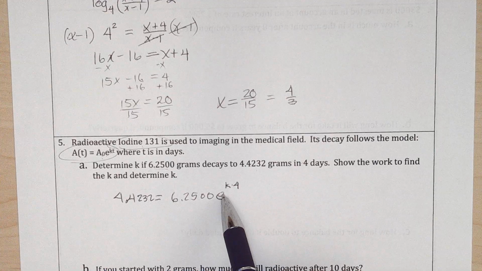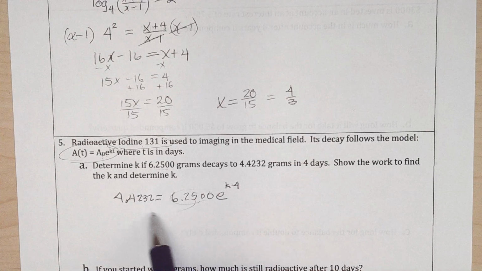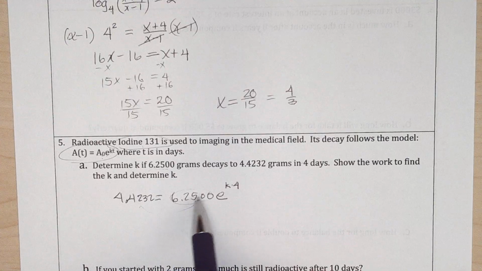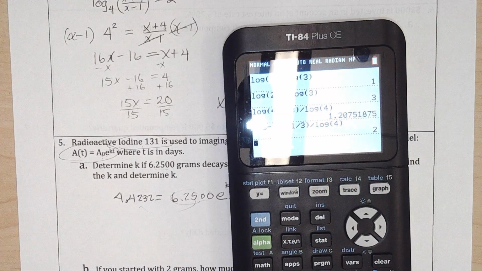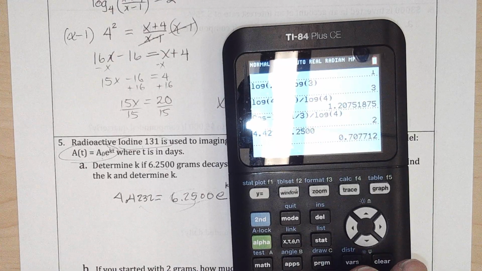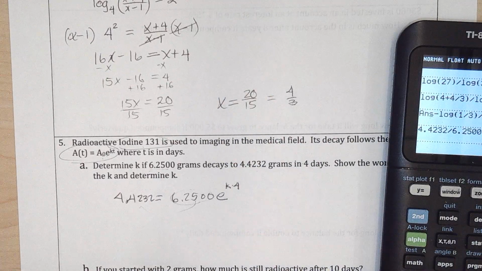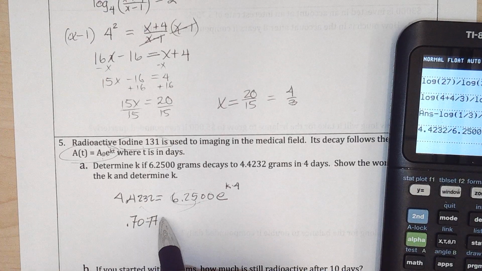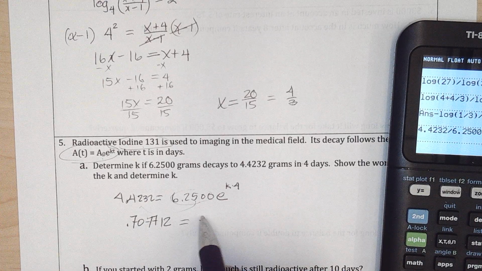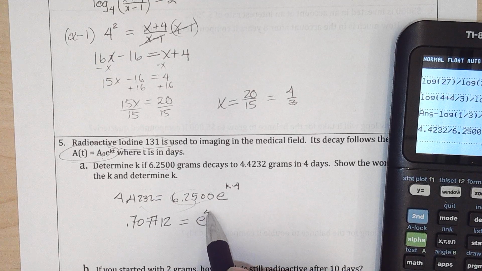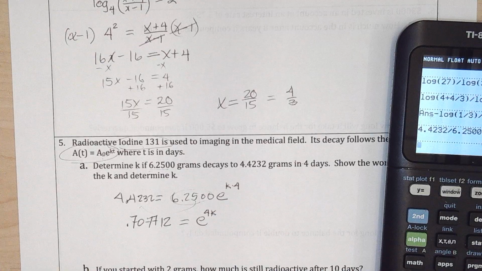So I should get this out of here. So I'm going to divide both sides by 6.25000. So 4.4232 divided by 6.2500 is 0.707712, equals e to the 4 times K. K times 4, 4 times K. Looks better that way for me.